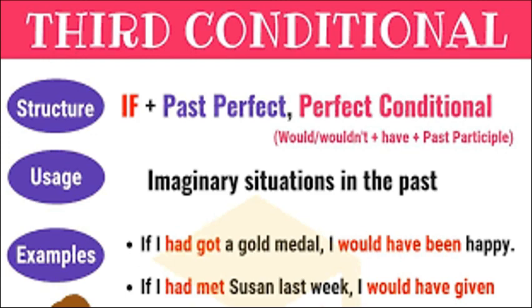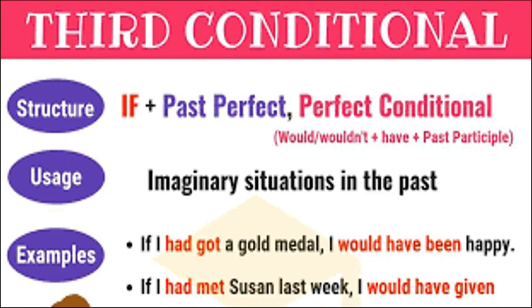What is the third conditional? The third conditional is an unreal conditional, just like the second conditional, but it utilizes the past perfect in the if clause with the modal and present perfect in the result clause. On the screen you can see it's the perfect conditional, which is a combination of would or wouldn't, which is like would not, plus have plus past participle.